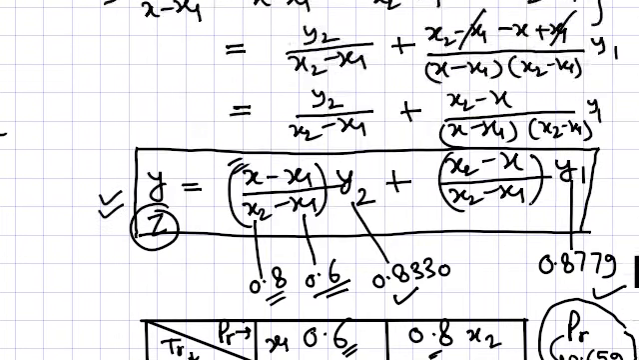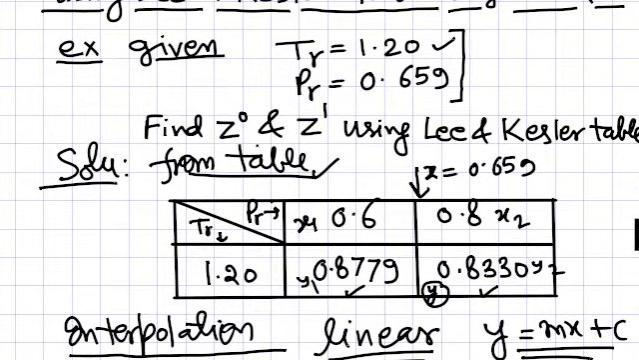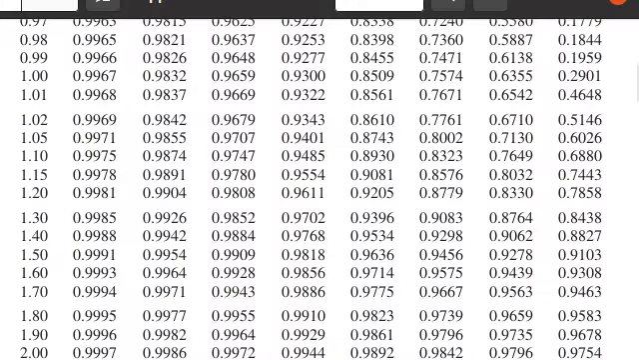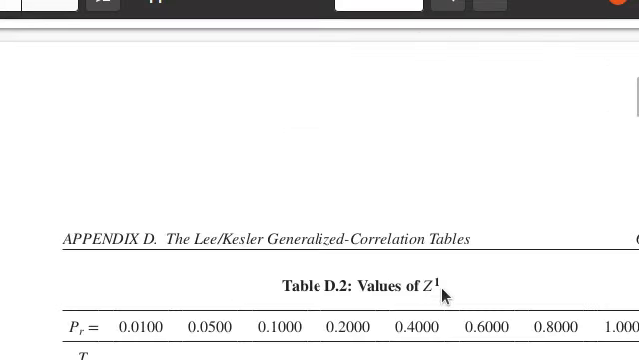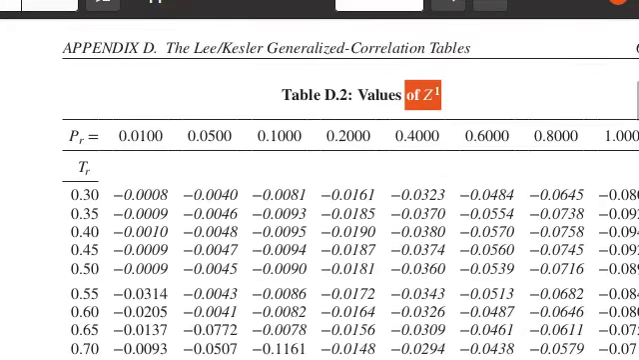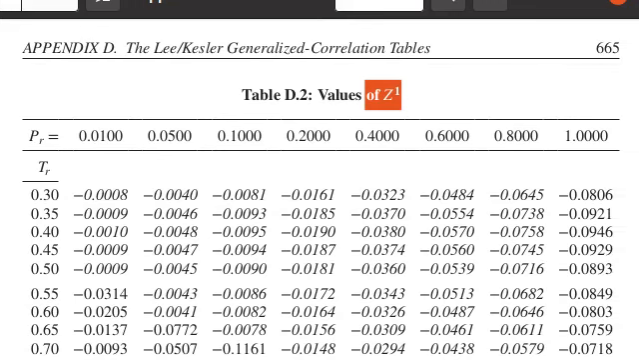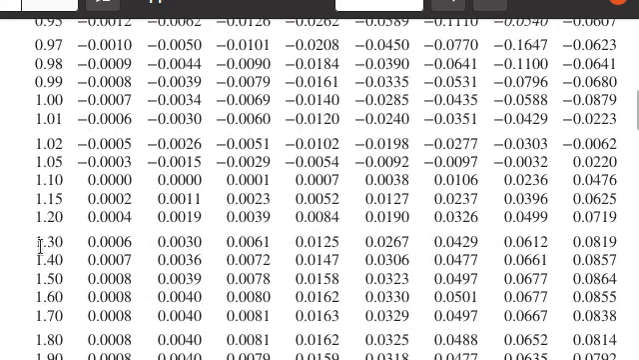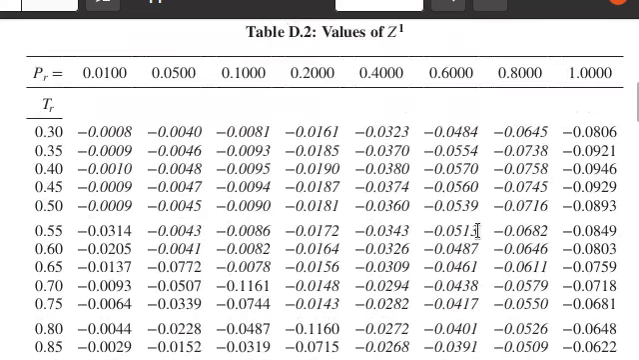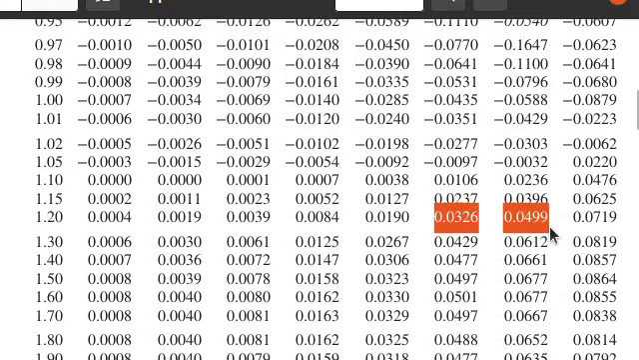Now our task is to find z1. So z naught we have found. For z1 again we will go to the table. This is the table for z naught, and the next table is for z1. The same procedure we will do here also: between these two values, this PR and 1.20 is the TR value. These two values we will note down, and then we will put in the interpolation equation, then we will find the values in between these.